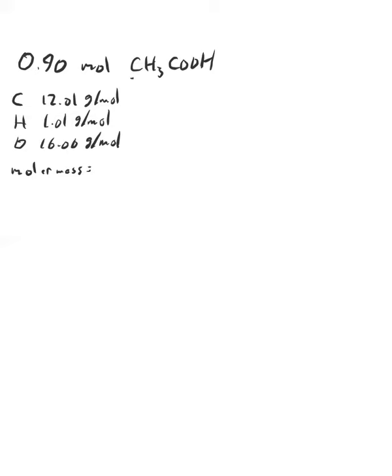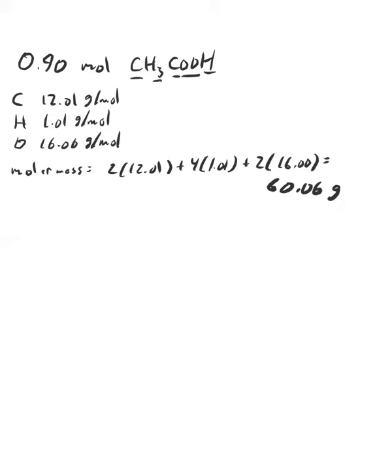We have 2 carbons, so 2 times 12.01, 4 hydrogens, so 4 times 1.01, and 2 oxygens. So that's 24 plus 32 is 56, so it's 60.06 grams per mole. So there's your molar mass. Now, if you're given the moles, remember, moles to grams, you multiply by the molar mass. If you have grams and want to find moles, you divide by the molar mass.